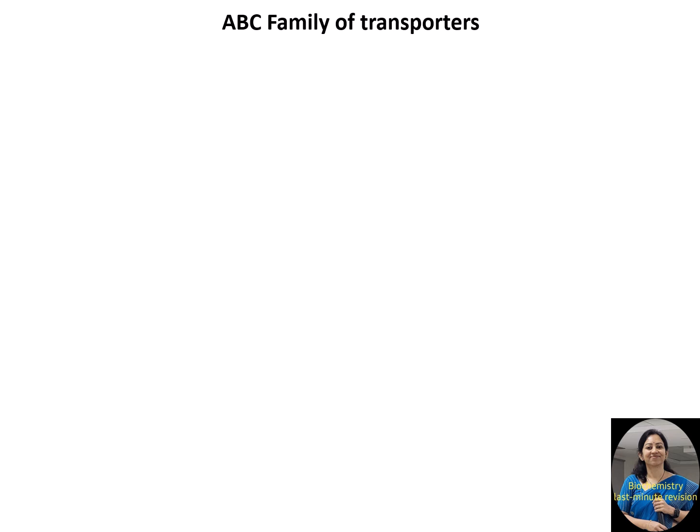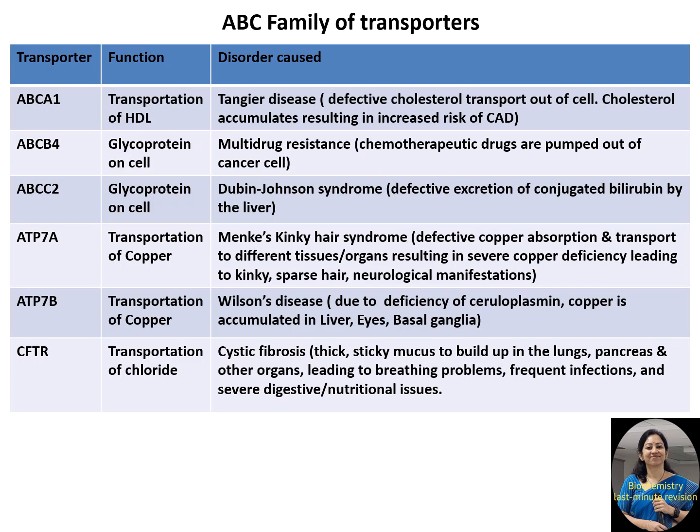Now coming to the ABC family of transporters. The transporters include ABCA1. Now this A1 is responsible for transportation of HDL. HDL is transported from the peripheral tissues back to the liver for its excretion. When this is defective, it results in accumulation of cholesterol in the peripheral tissues. So there is decreased HDL, and this increases the risk of coronary artery disease among the affected children.